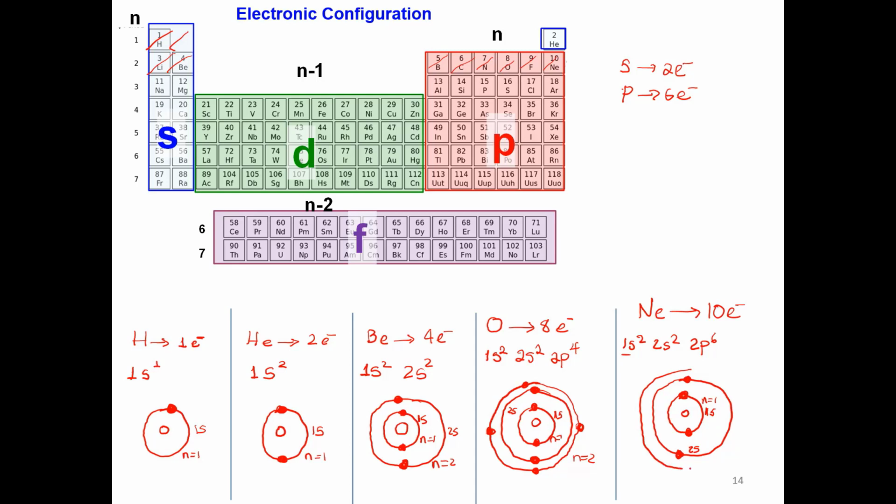And then we had 2p, can hold up to 6 electrons. This is the max. This 1, 2, 3, 4, 5, 6. These two subshells belong to the orbital n equal 2. This is why we have 2s, 2p.